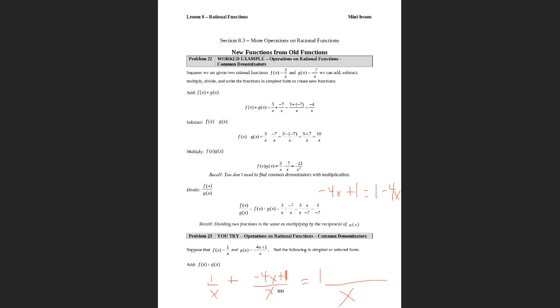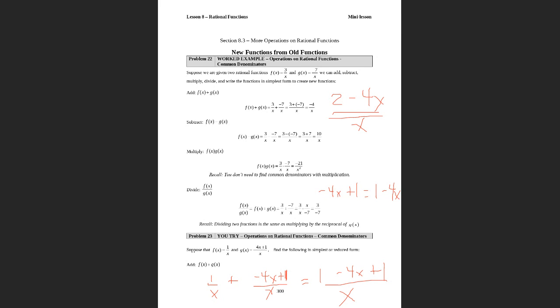So we could do 1 minus 4x plus 1. So 1 plus 1 gives a 2 as grouping like terms. Right? 1 plus 1 gives a 2. So we have 2 minus 4x over x, like that. So that becomes our final answer.